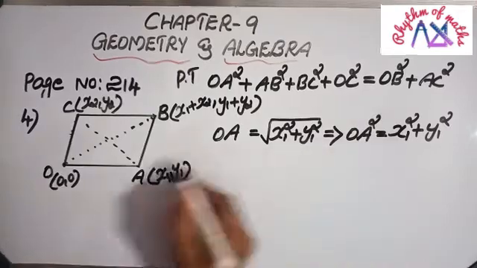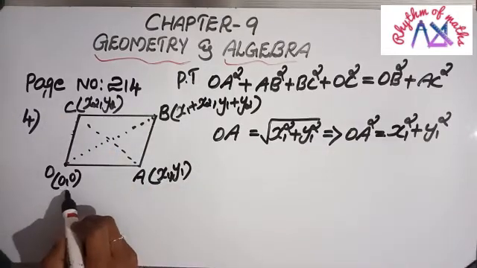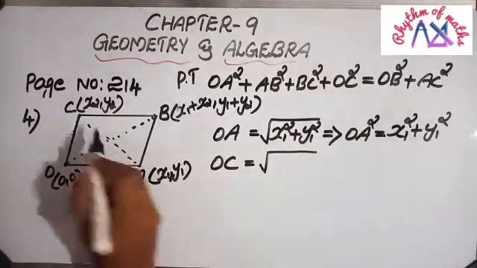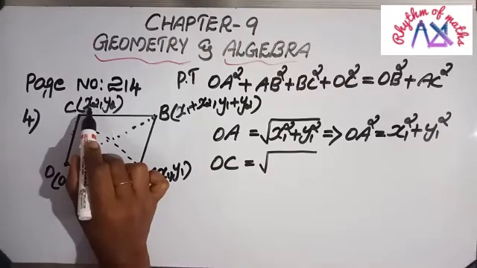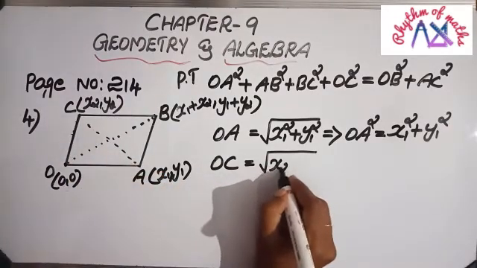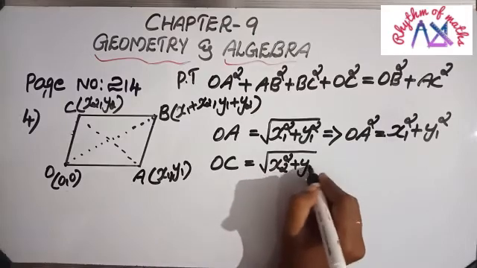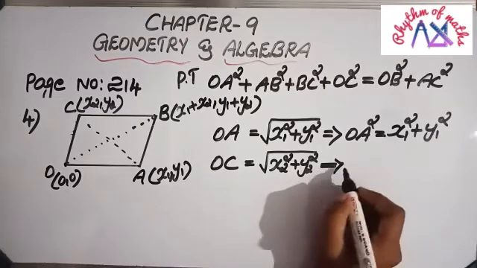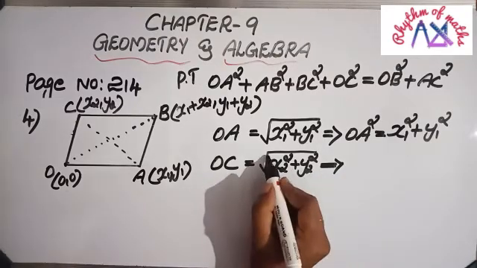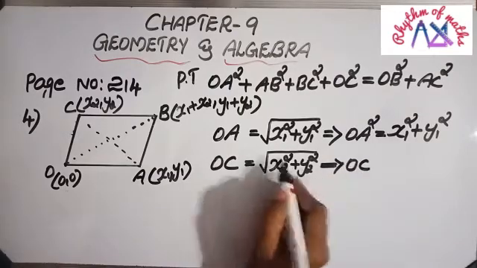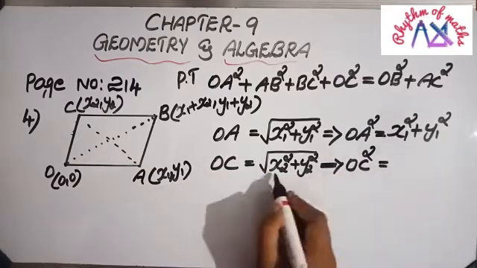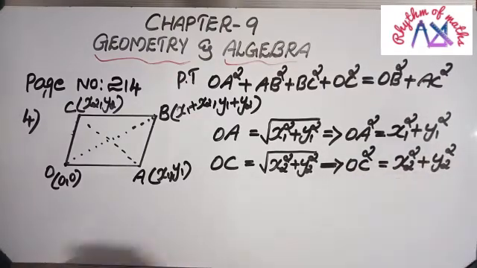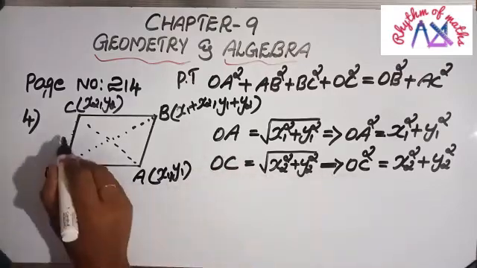Next, let's find OC. Here also one coordinate is the origin. So OC is again root of x square plus y square. Here the coordinates are x2 and y2, so x2 square plus y2 square. All these equations you have learned in the coordinate chapter, that's why I am not repeating. Now take this root to this side, so it will be square. OC square equal to x2 square plus y2 square. So we got these two sides.